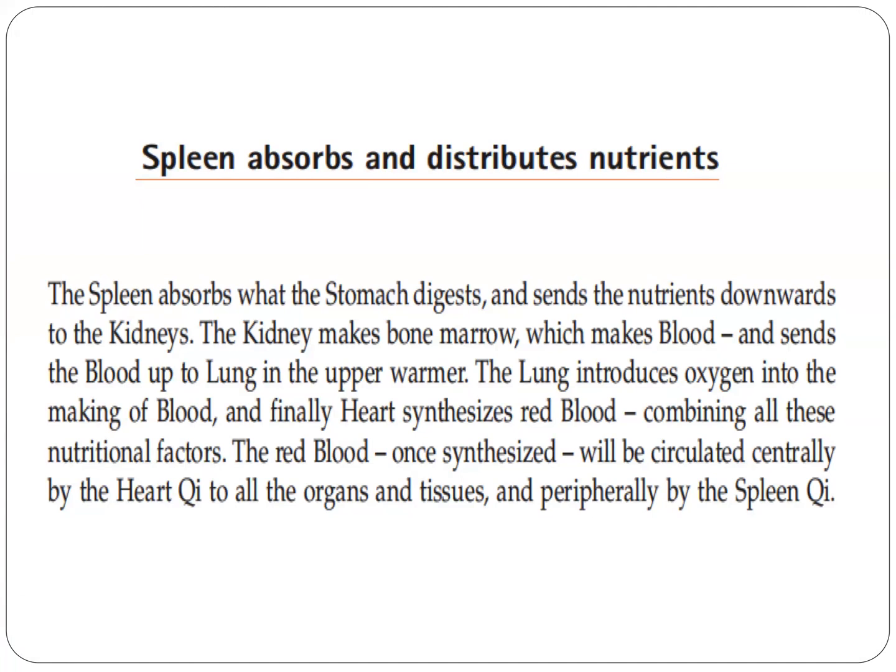The lung introduces oxygen into the making of blood, and finally, the heart synthesizes red blood, combining all these nutritional factors. The red blood, once synthesized, will be circulated centrally by the heart chi to all the organs and tissues, and peripherally by the spleen chi.